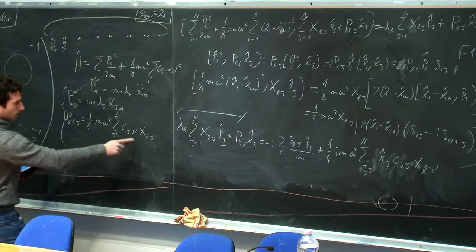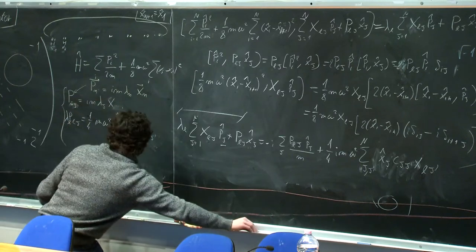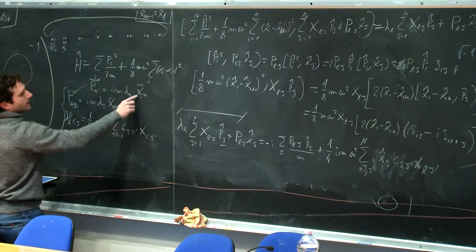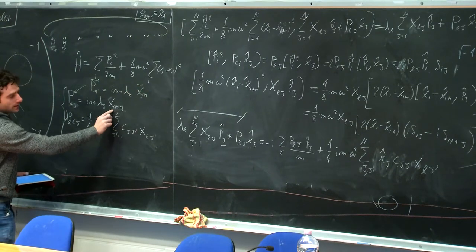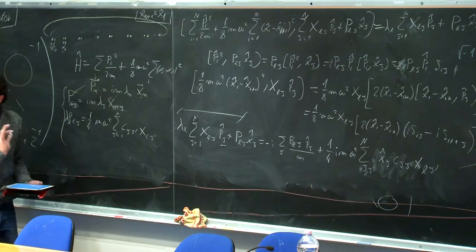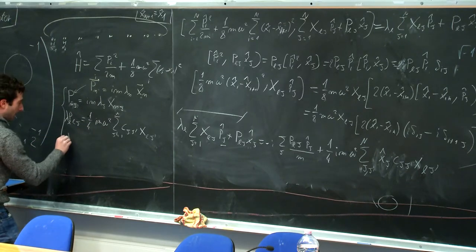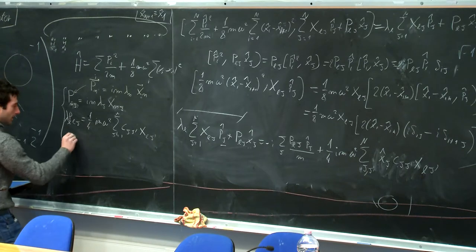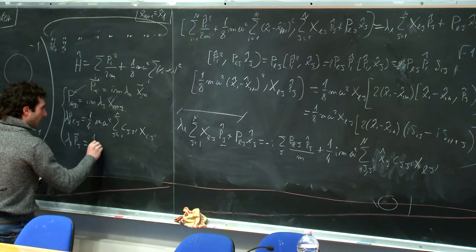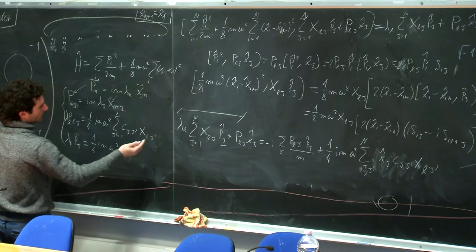Where I define this vector x_n with coordinates x_{nj}. Okay, I wrote the same equation. And if I write the other equation, I find that lambda_L times x_j is equal to 1 over 4 i m omega squared C_{jj'}.